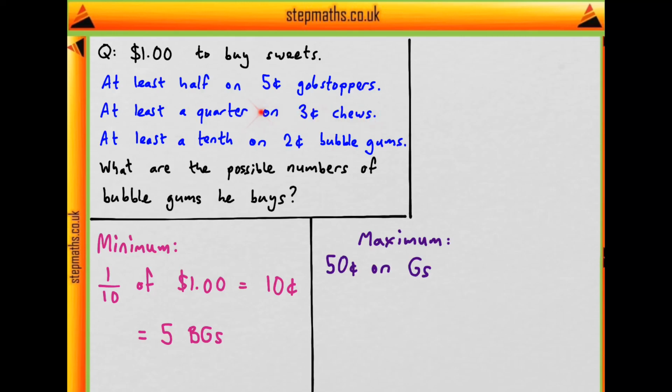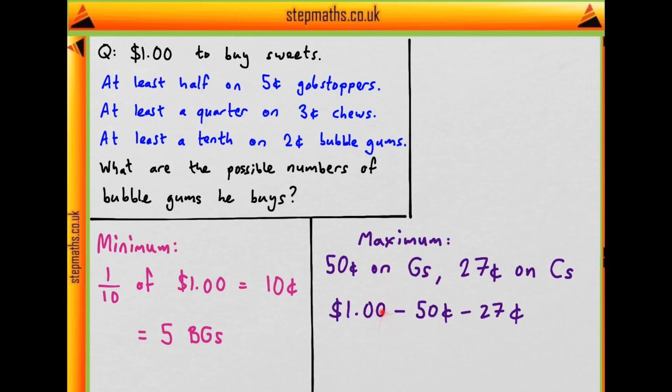And then what's the smallest number of chews we can buy? If we need to spend at least a quarter, that means we have to spend at least 25 cents. But what's the problem here? We can't spend 25 cents exactly on chews, because 25 is not a multiple of 3. And so what's the lowest multiple of 3 that's over 25? That's 27. So we have to spend 27 cents on chews to get us the minimum number of chews while following this rule. So what does that leave us to spend on bubblegums?